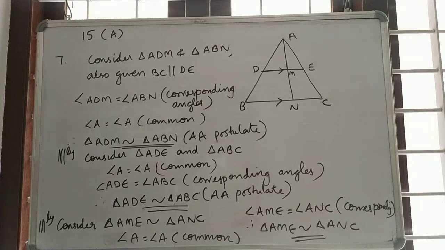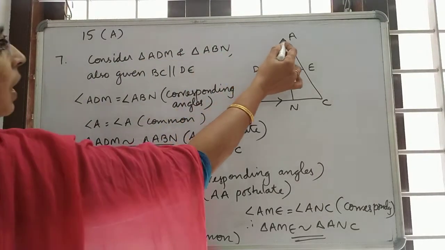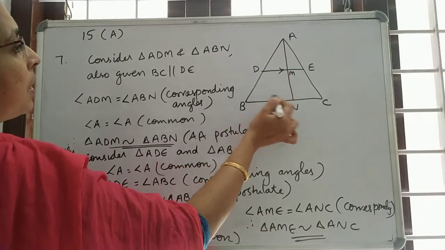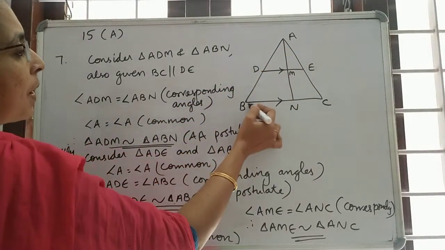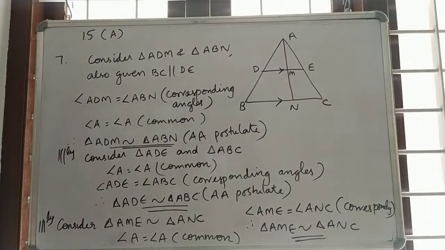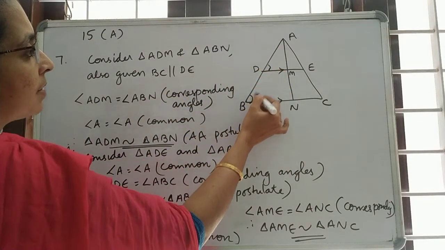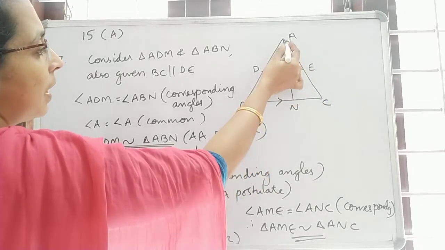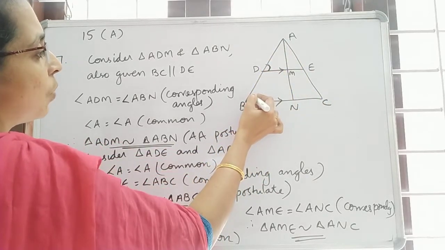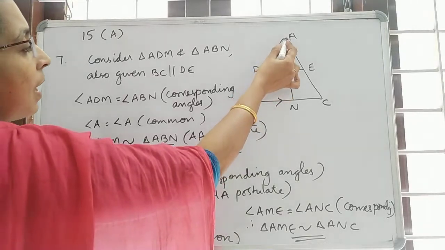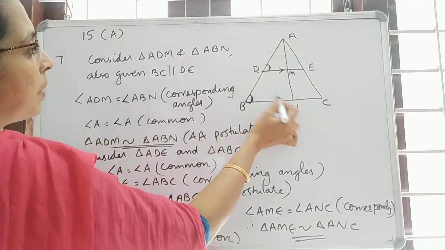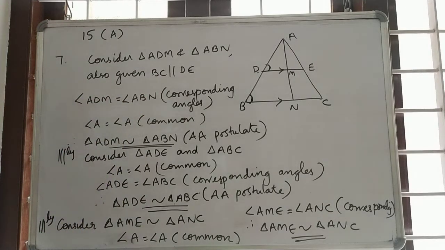For that we are considering triangles. So first we can consider triangle ADM and triangle ABN. Since DE is parallel to BC, angle ADM will be equal to angle ABN, since DE and BC are parallel and AB is the transversal. So these two are the corresponding angles. So we can write angle ADE is equal to angle ABN, corresponding angles.